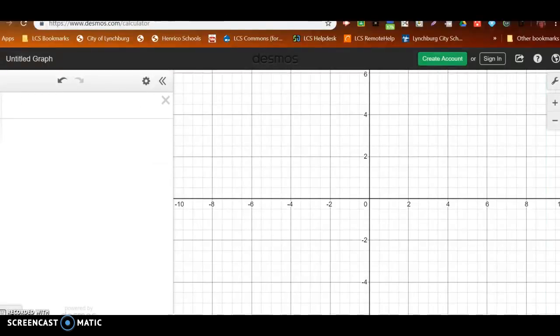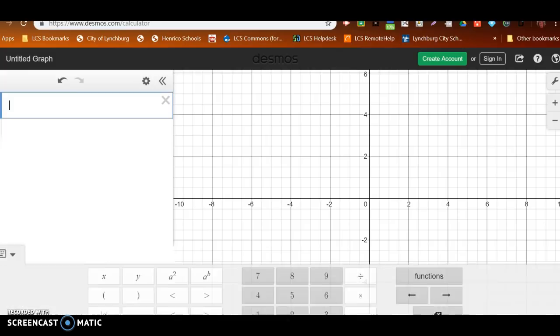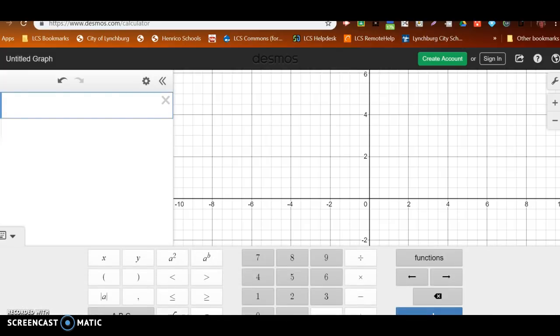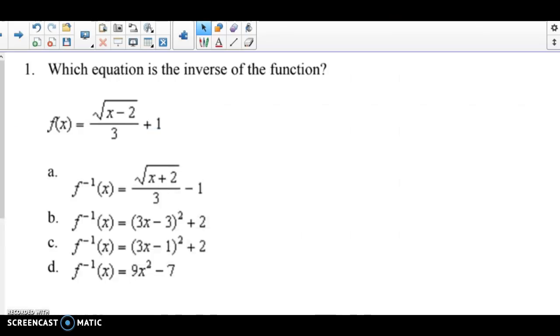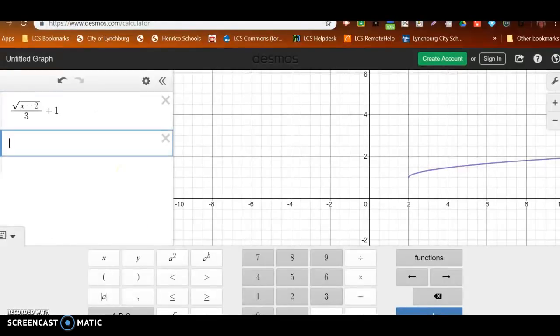So if we go to Desmos and we type in our equation, we have the square root of x minus 2, all divided by 3, plus 1. So what we're looking for in our answers, we want to know which one it matches. And so I'm also going to go to Desmos and type in y is equal to x. So everything is flipped across this line.